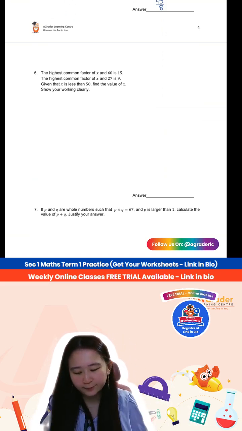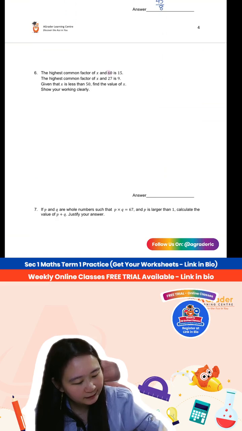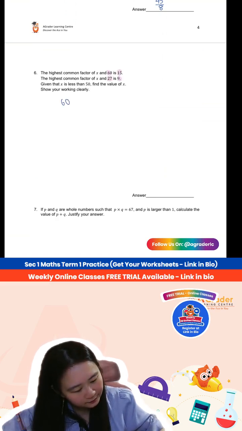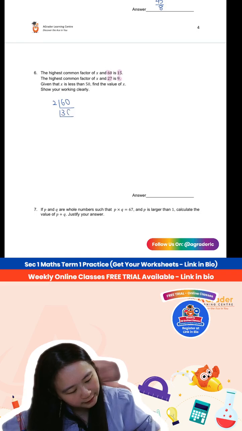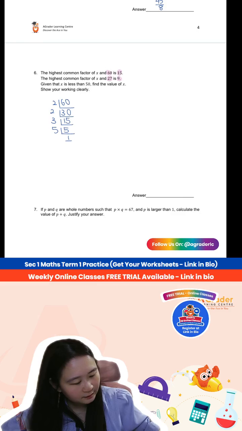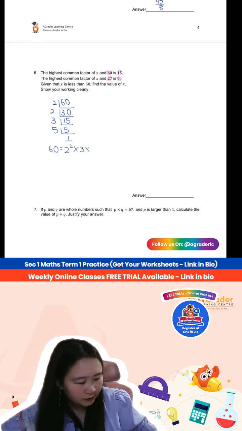so we will prime factorize the numbers that we see here. So there is 60, 27, 15 and 9. When we prime factorize 60, divided by 2, we get 30. Divide by 2, we get 15. Divide by 3, we get 5. And divide by 5, we get 1. Okay, so 60 equals 2 squared times 3 times 5.